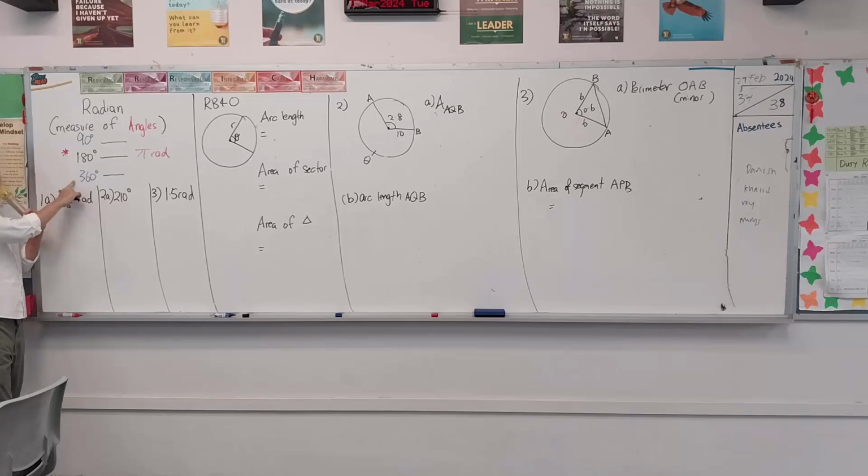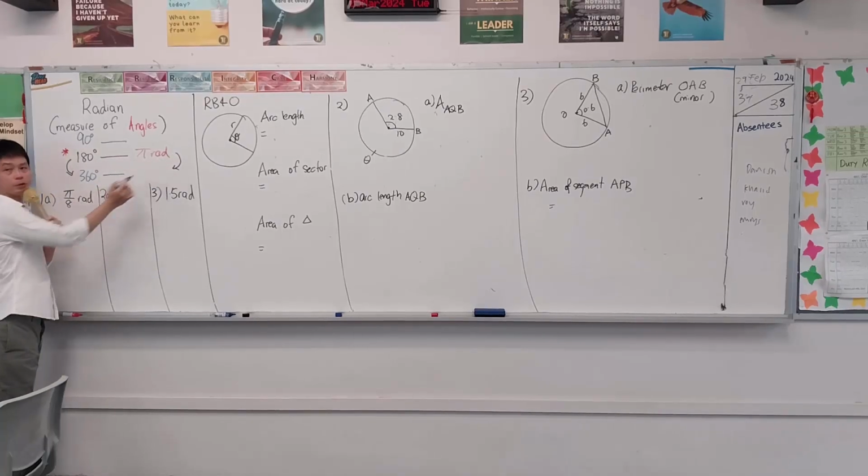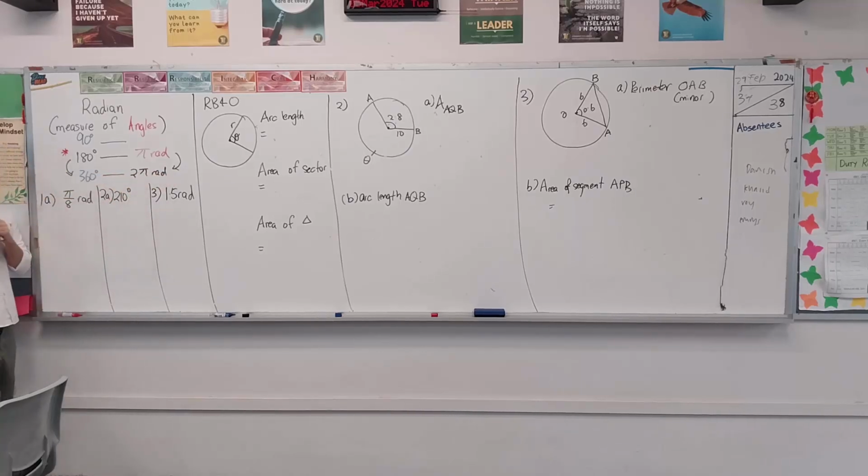If 180 is pi radian, 360, how many radian? How do you get 2 pi? You times 2 here. You times 2 here. So you must try to memorize it is 2 pi radian because we are going to use it for question 3 later.